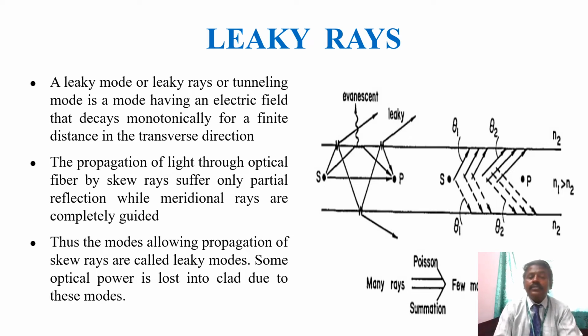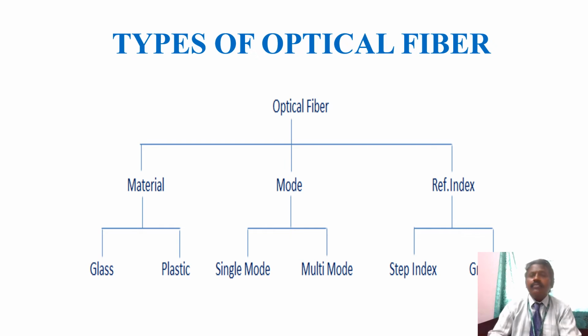So the propagation of a skew ray above the core, that is inside the cladding, is called a leaky ray or leaky mode, or we can say a tunneling ray. Some optical power is lost into the cladding due to this type of mode, that is called leaky modes or leaky rays. Then we go to the next topic: what are all the types of optical fiber?